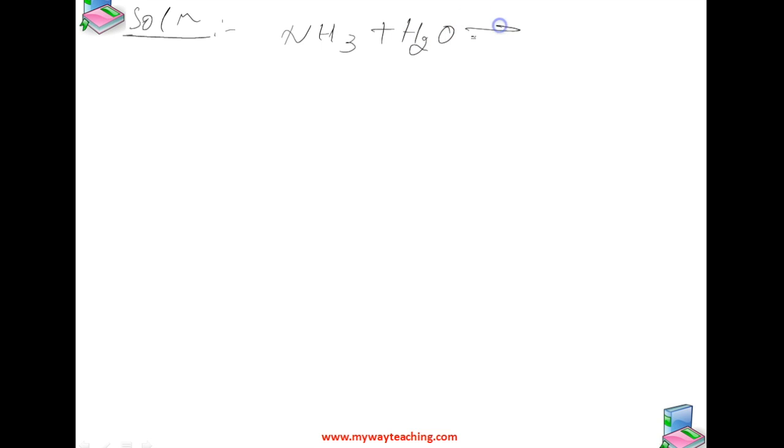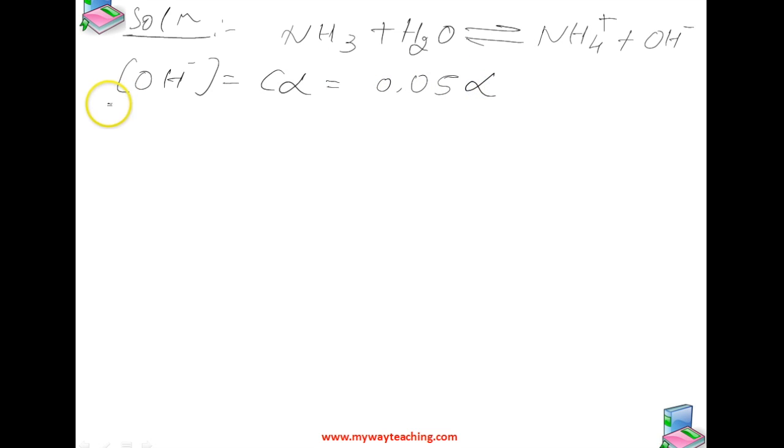NH3 plus water gives NH4 plus and OH minus. We use hydroxyl ion concentration: OH minus is equal to C into alpha, which is equal to 0.05 alpha. Kb is equal to 0.05 alpha square divided by 1 minus alpha. The value of alpha is small, therefore the quadratic equation can be simplified by neglecting alpha in comparison to 1 in the denominator on the right hand side of the equation.